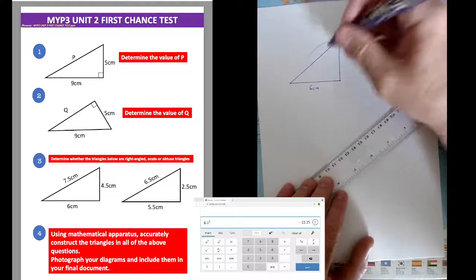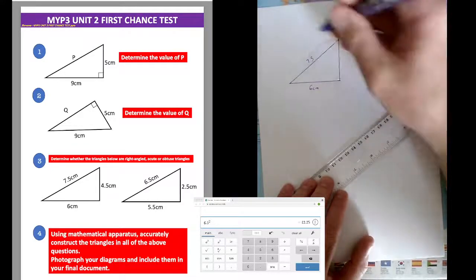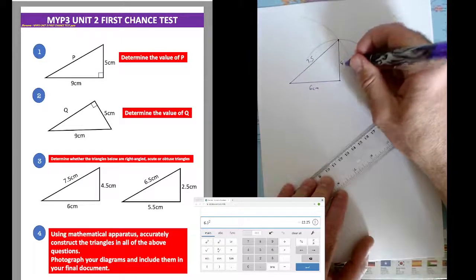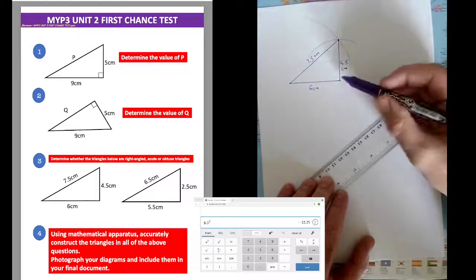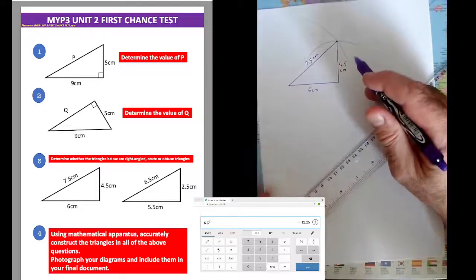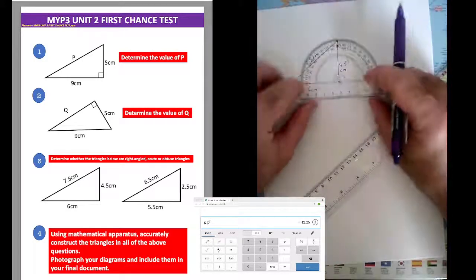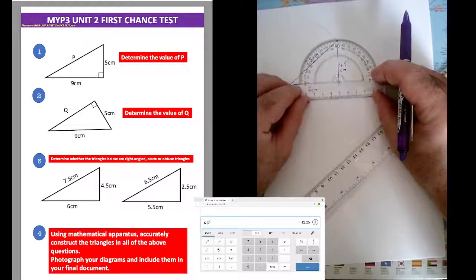So we've got 7.5 and 4.5 centimeters there. And it certainly looks like a right angle, so it confirms what we worked out in the question, that it should be a right angle. There it is.